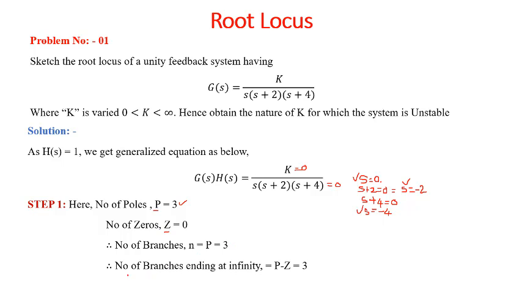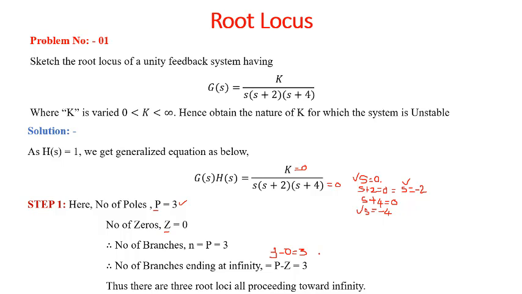Next, we have to find out of these branches how many are ending at infinity. To find the branches ending at infinity, we have P minus Z. P is equal to 3, and 3 minus Z, that is 0, equals 3. So the 3 branches are going to tend to infinity. So this is step 1. Next, how many are going to proceed to infinity? As I have told, all 3 root loci out of the 3 branches will be proceeding to infinity.